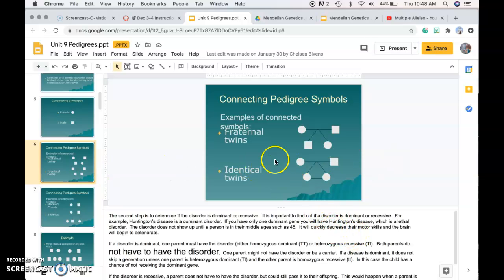Here's the twins. So examples are if you are a fraternal twin, these horizontal lines indicate marriage. So this would be marriage between a woman and a man. If you're a fraternal twin, you'll be connected this way. If you're an identical twin, you'll be in a triangle.